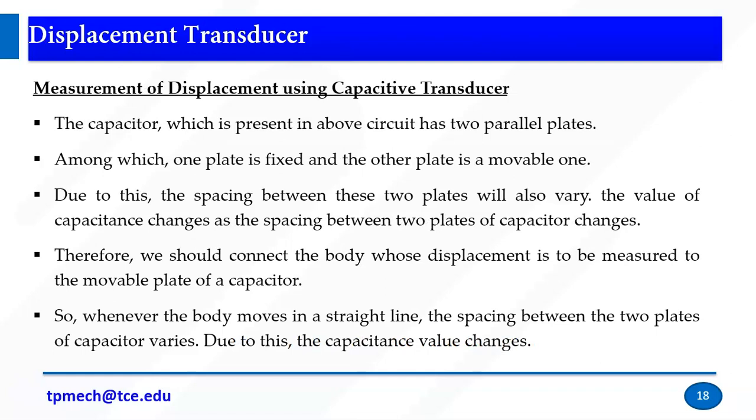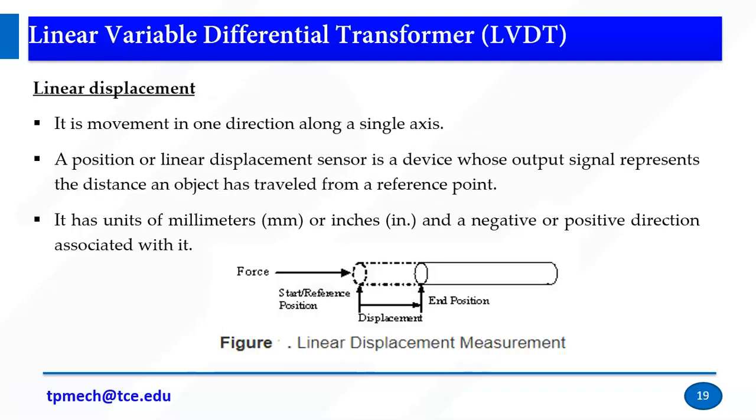Right, so right now we have mainly three passive transducers: resistive, inductive and capacitive. Now we are going to see the linear variable differential transformer, LVDT. This is very very important. This is also used to measure linear displacement. So to measure linear displacement, it will be used.